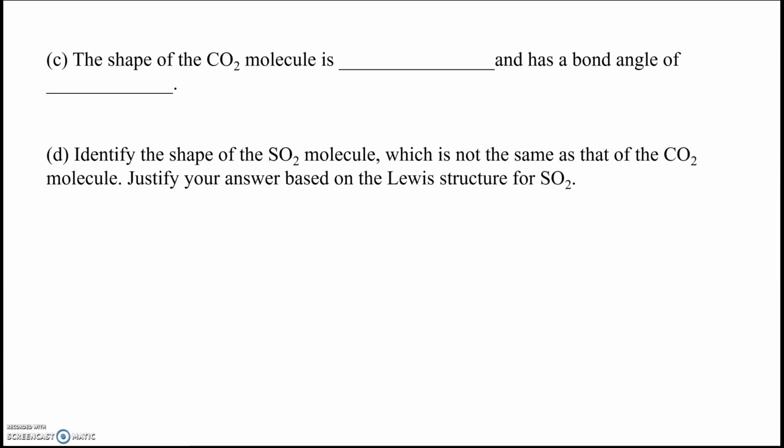All right, now let's take a look at the carbon dioxide molecule. That shape is going to be linear. And of course, if it's linear, the bond angle is 180 degrees.